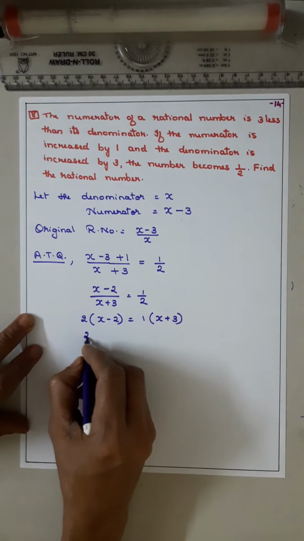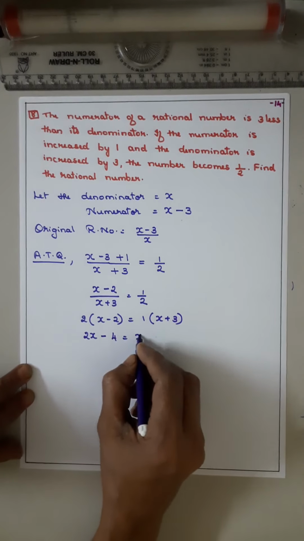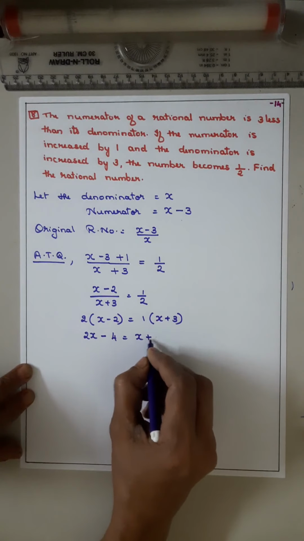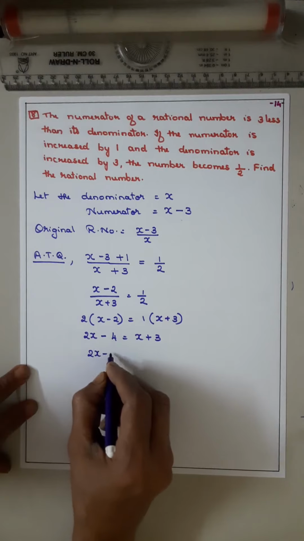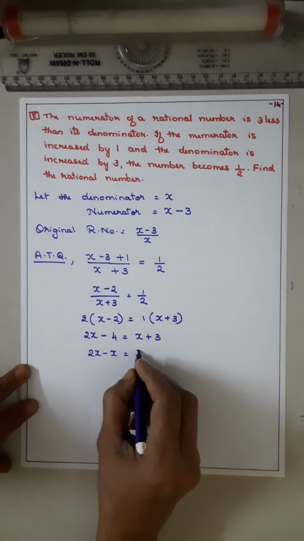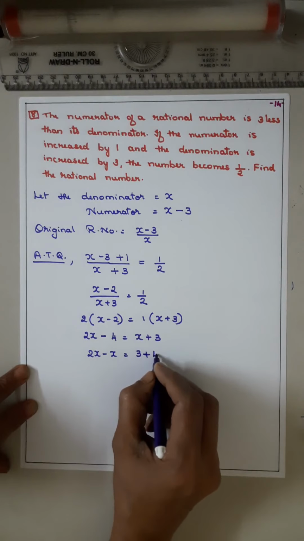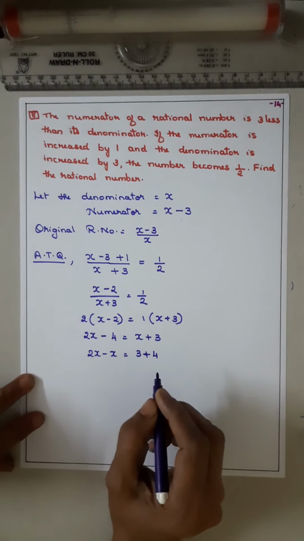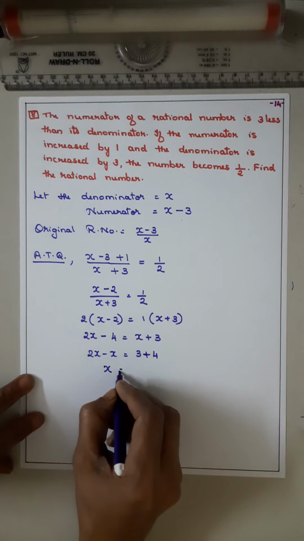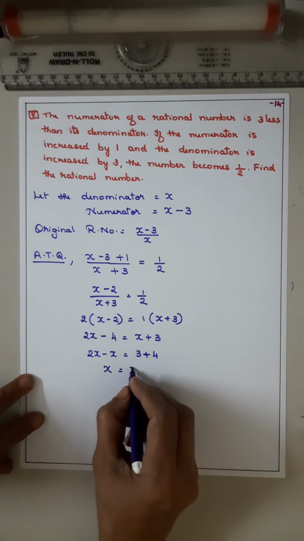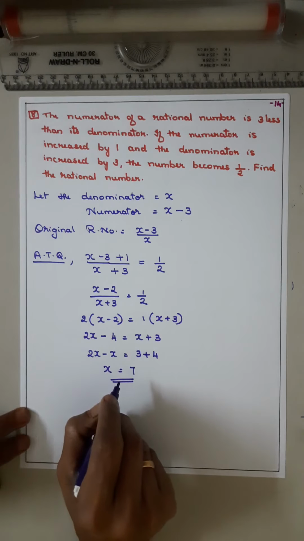2 into x is 2x, minus 2 twos are 4. 1 multiplied means it will be the same. Bring x to the left side: 2x minus x. Now 3 minus 4, take it to the other side, it will be plus 4. So it becomes how much? 2x minus x is equal to 3 plus 4, which is 7. You got x is equal to 7.